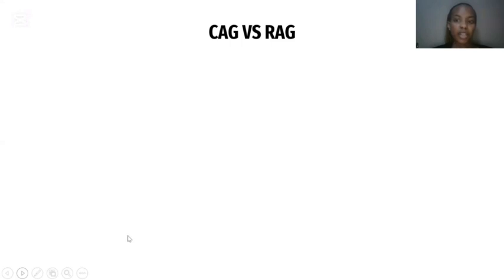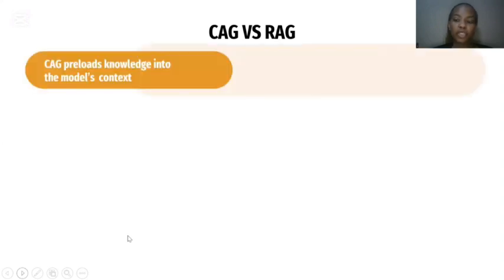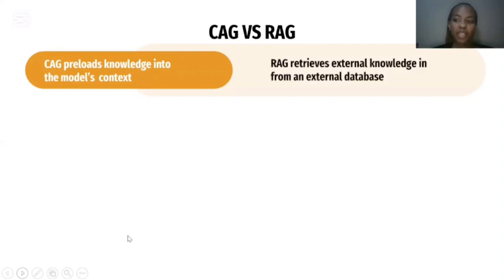Let's take a look at the key differences between cache-augmented generation, also known as CAG, versus retrieval augmented generation, known as RAG. CAG preloads knowledge directly into the model's context, making it faster since no retrieval is needed. It is also simpler as all required information is already available to the model. However, CAG is static and limited to preloaded data, meaning that it can't dynamically fetch new information.